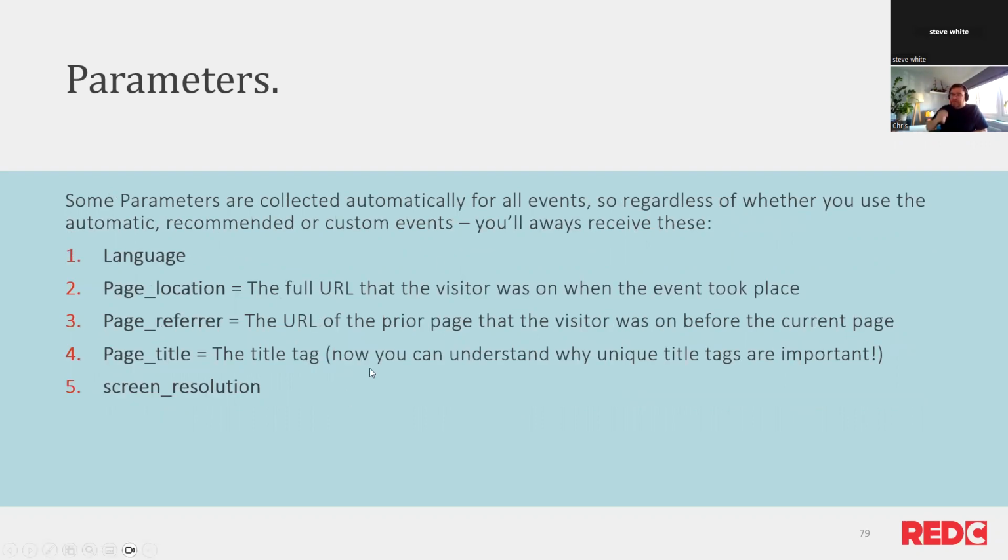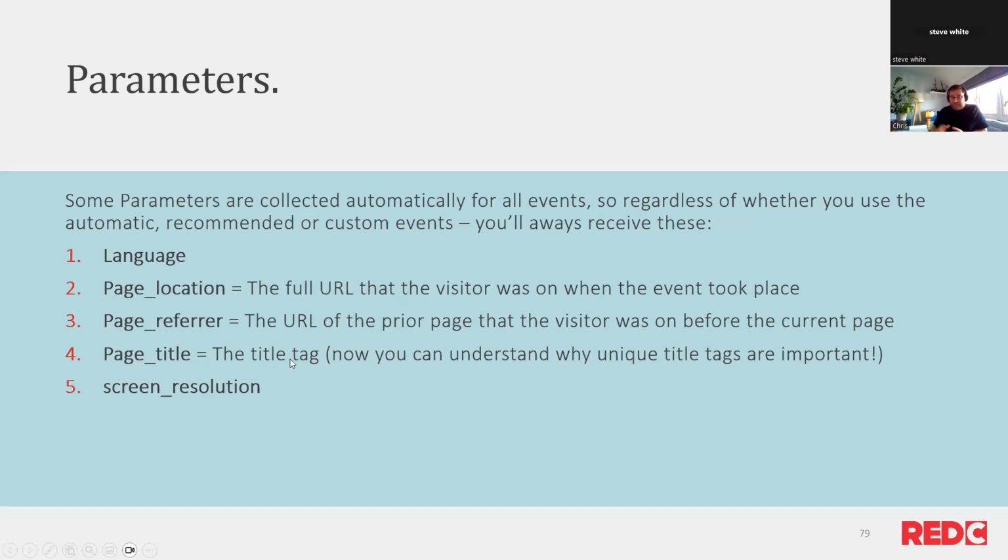So as we covered there, parameters are bits of data attached to your events. Google will always include 5 parameters by default. Slight hiccup with this is these 5 parameters take up your collection of 25 as well. So in reality, you only have 20 parameters that you can append to each event because language, page location, page referrer, page title, and screen resolution will always be collected for automatic, recommended and custom events anyway. And these will just help you identify where people are coming from when the event took place, where they were prior to the event happening, and the title tag.